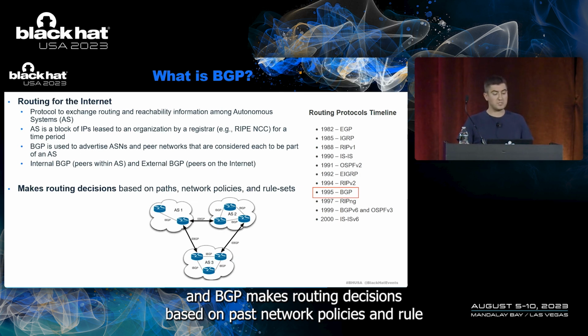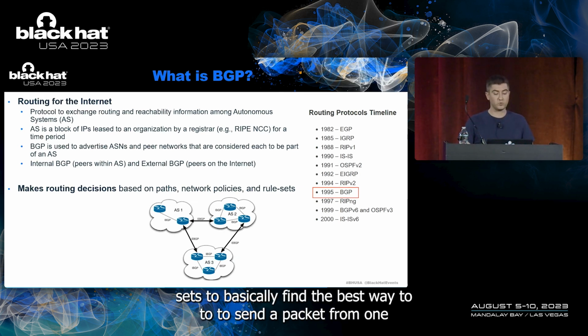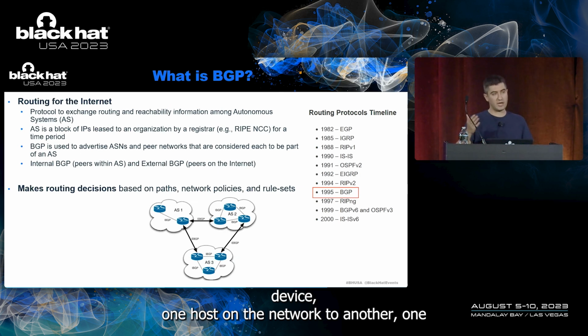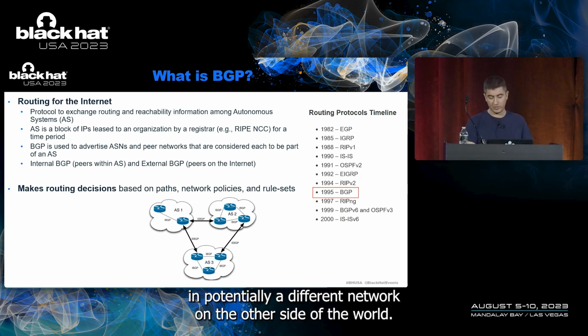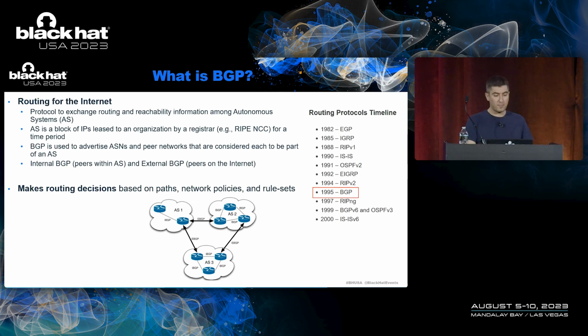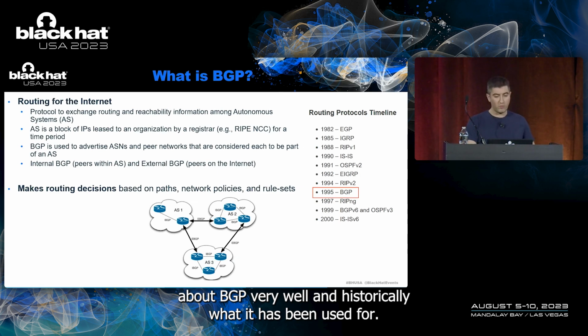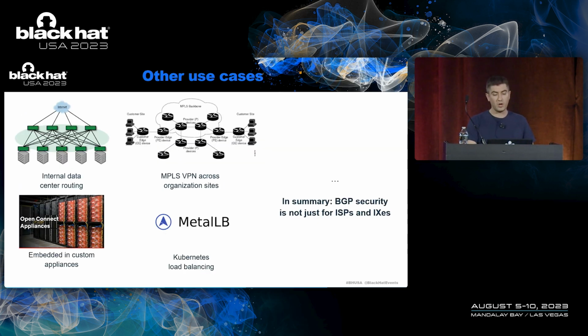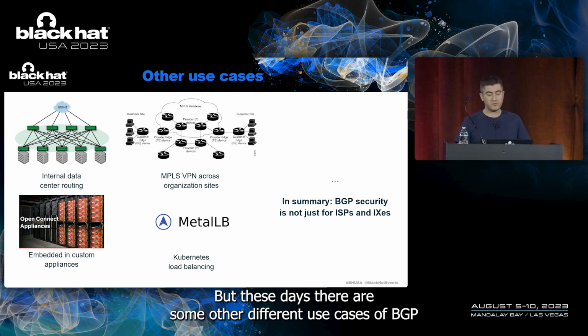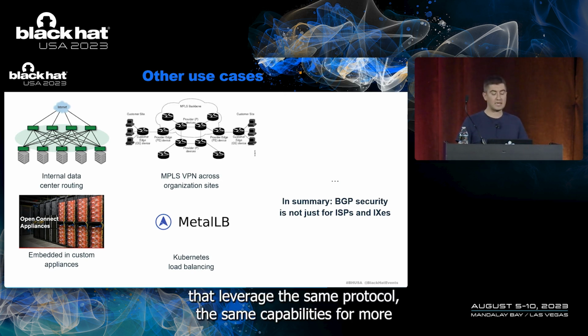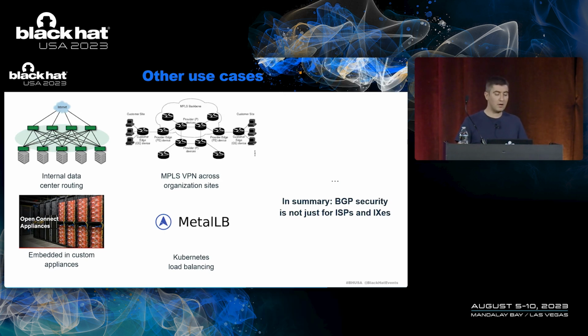And BGP makes routing decisions based on paths, network policies, and rule sets to basically find the best way to send a packet from one host on the network to another one, potentially in a different network on the other side of the world. And again, this is what people know about BGP very well and historically what it has been used for. But these days there are other use cases of BGP that leverage the same protocol, the same capabilities, for more internal, more organizational use cases.